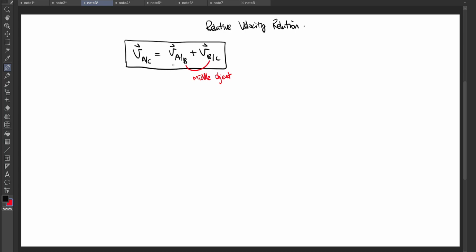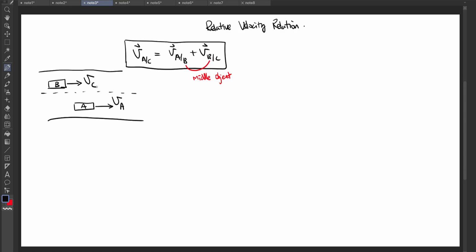And object B connects object A to C. Okay, let's look at one example. Let's say there's a car A moving with velocity A, and on this two-way street there's a car B moving with velocity B, and we want to calculate A's velocity relative to B. What is this velocity?